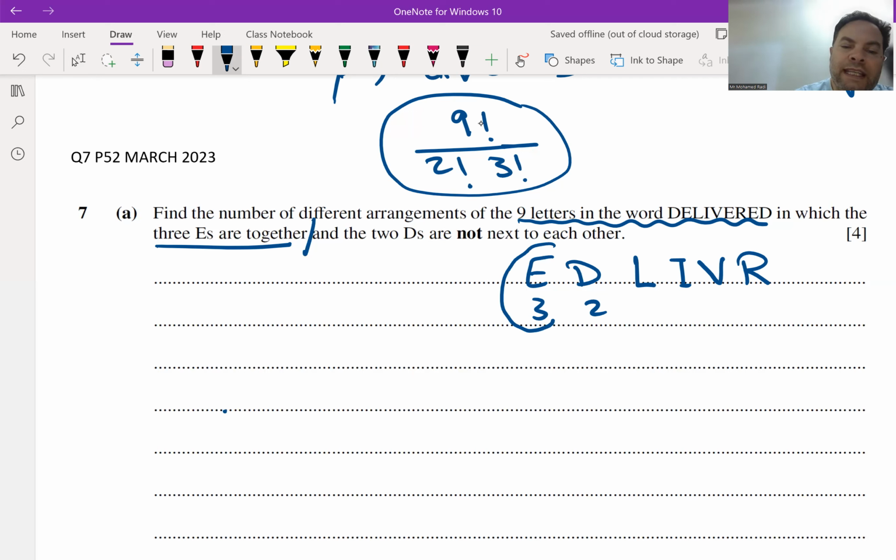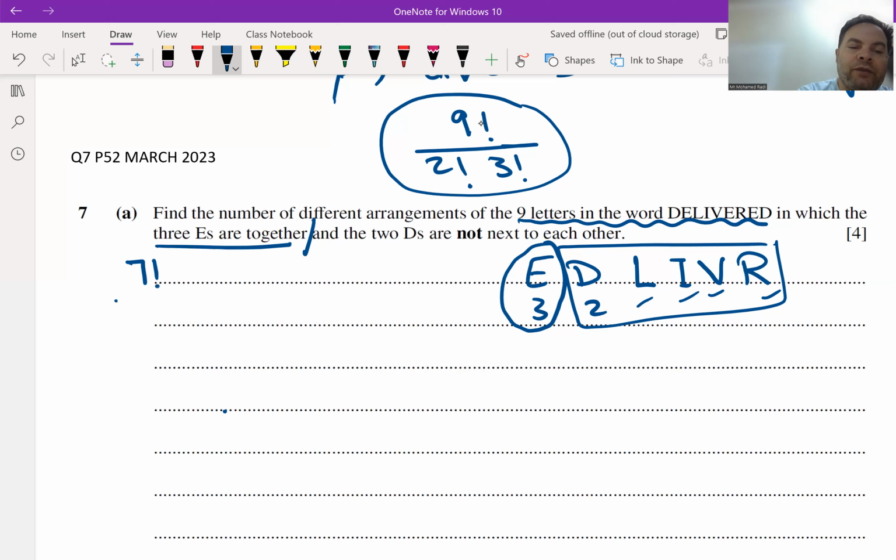Where the E's are together, consider them as 1 letter. So 1 and 1, 2, 3, 4, 4 plus 2, 6. Now it will be 7. It will be 7 factorial divided by, there are 2 D's, so to remove the repetition, 2 factorial. If the 3 together are the same, there is no need to multiply by 3 factorial. But if they are different, you have to multiply by 3 factorial, which represents their arrangement. But they are the same, so please don't multiply by 3 factorial.